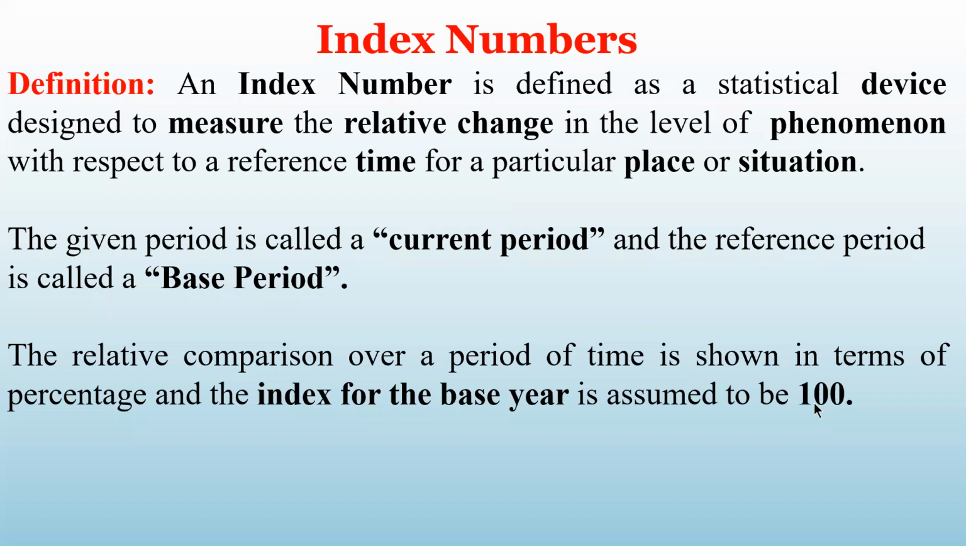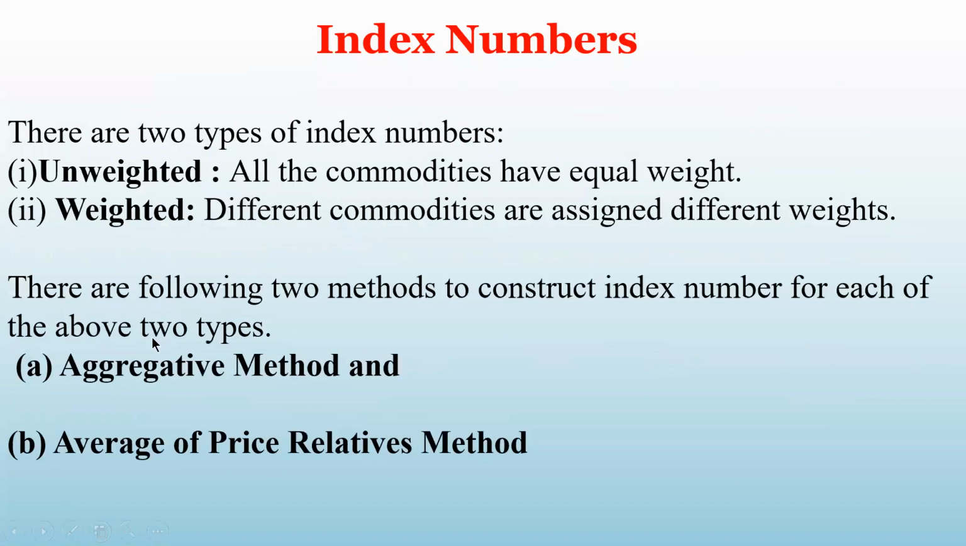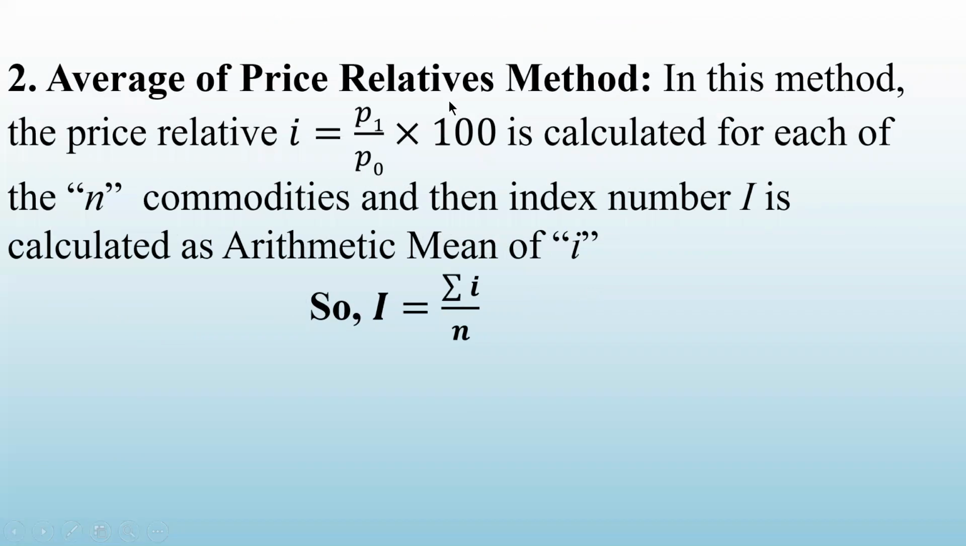We have seen that there are two methods to construct the index number, that is the aggregative method and the average of price relative method, and we have seen the problems based on them. The formula to calculate the index number for unweighted commodities is summation of P1 divided by summation of P0 into 100. If you are taking the average of price relative method, then you find the relative price for each commodity and then take the average of the relative prices.